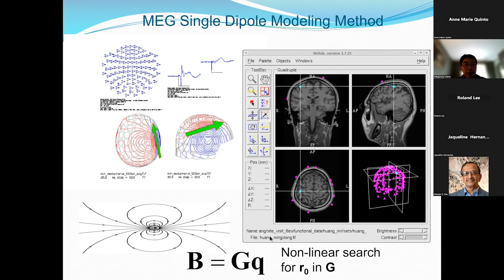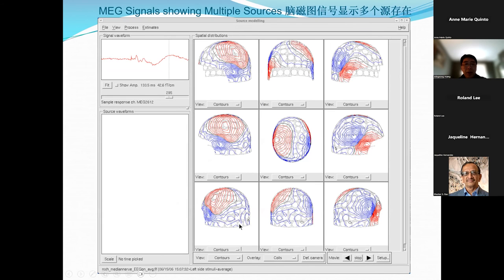The same data set. Now, if you look at a later time, not 20 milliseconds, in this case we're looking at 133 milliseconds, then the field pattern totally changed. Instead of just one source on top of the parietal lobe, there appear to be two sources, going down sideways, one on the left, one on the right. So a one dipole model will totally fail. Now you need two dipoles.